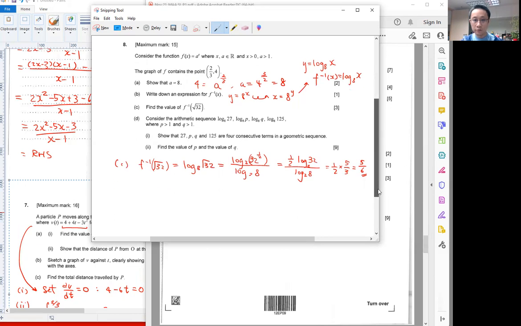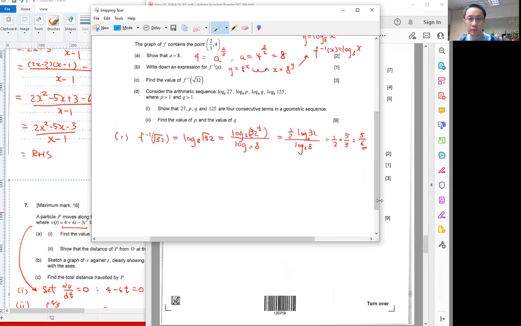Part D considers some random looking arithmetic sequence. Show that 27, P, Q, and 125 are 4 consecutive terms in a geometric sequence. So that's interesting. To show that they are consecutive terms in a geometric sequence, well, first of all, we know that the logs of these numbers form an arithmetic sequence. So we can find the common difference first.